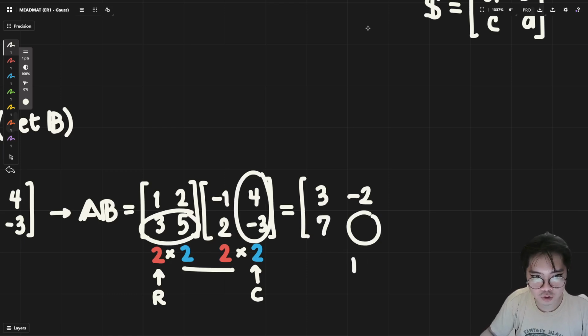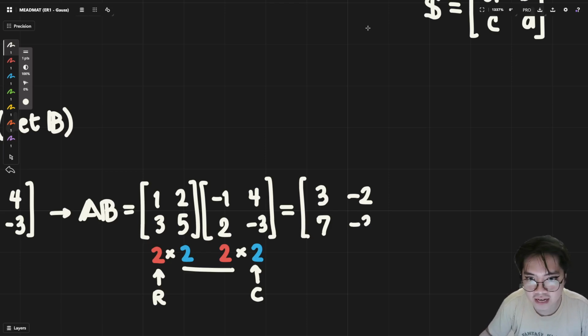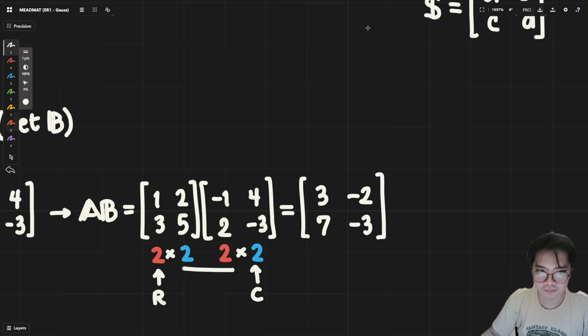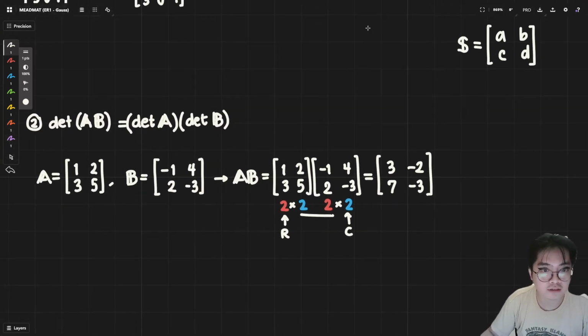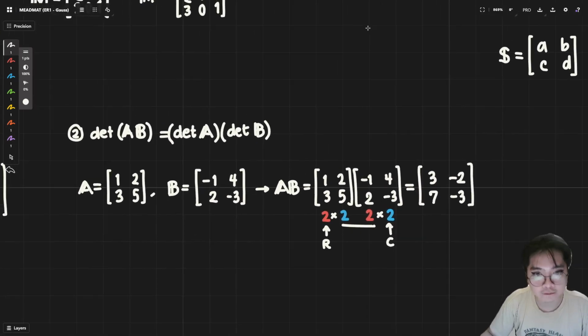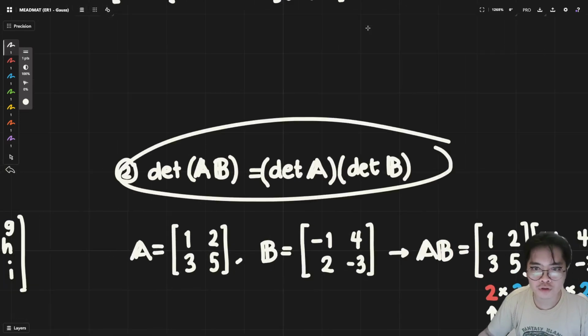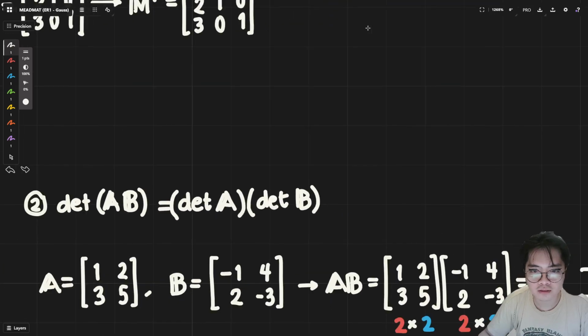3 times 4 is 12. 5 times negative 3 is negative 15. So 12 minus 15 is negative 3. Okay. And now, I challenge you guys, what about BA? Right? What about BA? So, you can do that on your own. How does it factor in to this? Think about it. What will the determinant of BA be equal to?